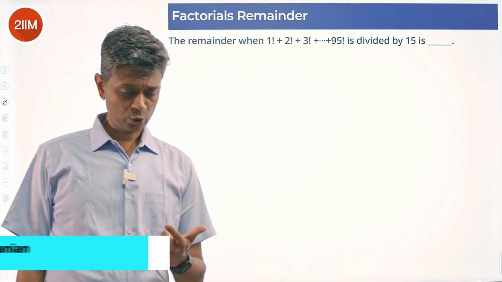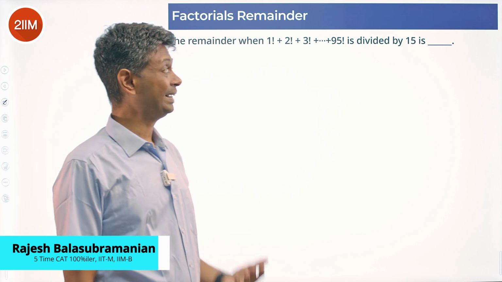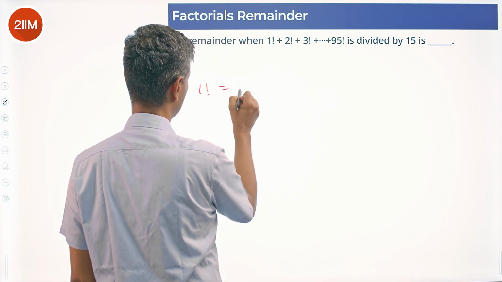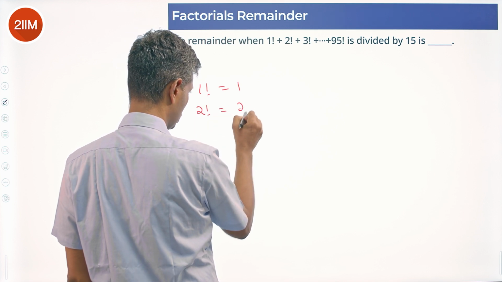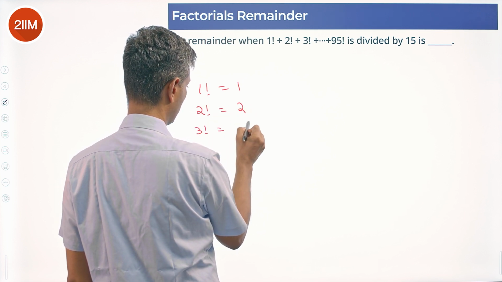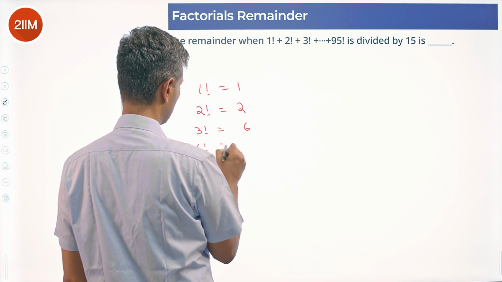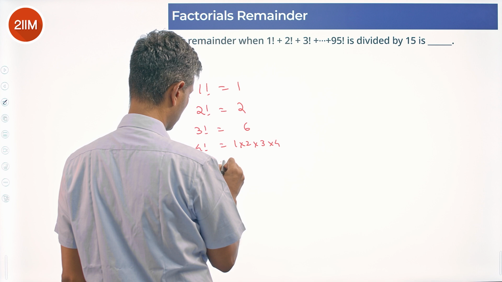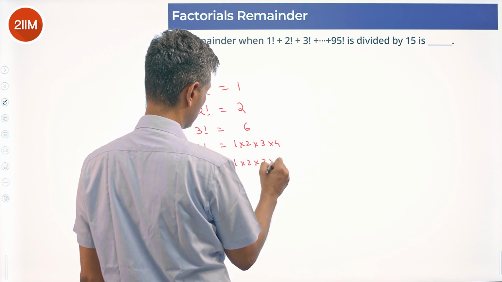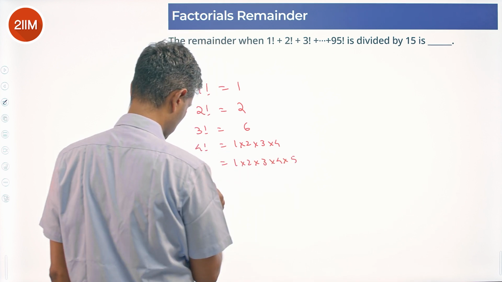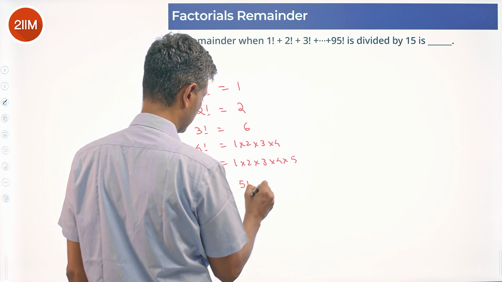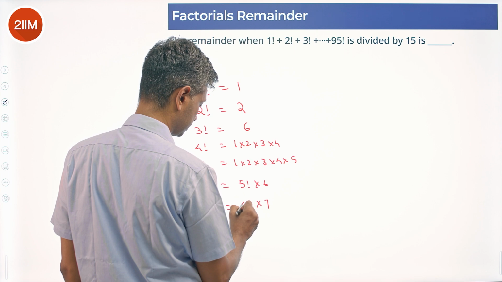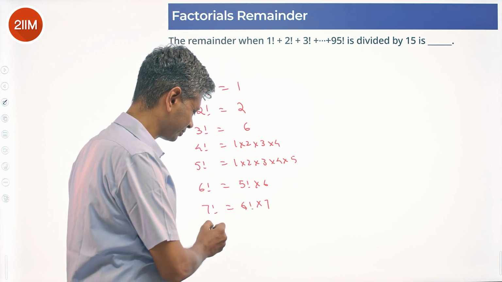The remainder of 1 factorial plus 2 factorial plus 3 factorial plus 4 factorial till 95 factorial divided by 15. 1 factorial is 1, 2 factorial is 2, 3 factorial is 1 into 2 into 3, 6, 4 factorial is 1 into 2 into 3 into 4, 5 factorial is 1 into 2 into 3 into 4 into 5, 6 factorial is 5 factorial into 6, 7 factorial is 6 factorial into 7, and so on.